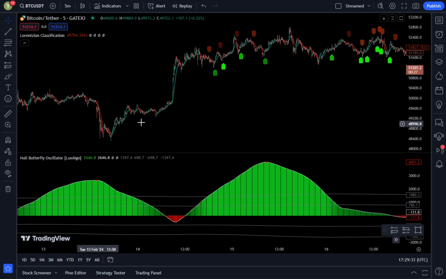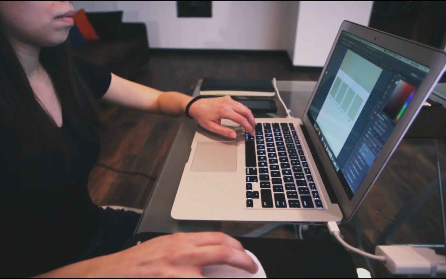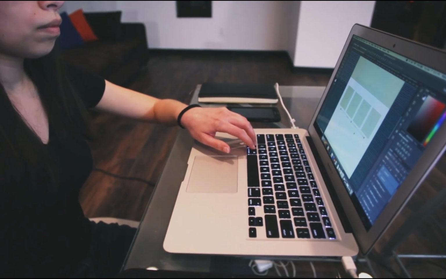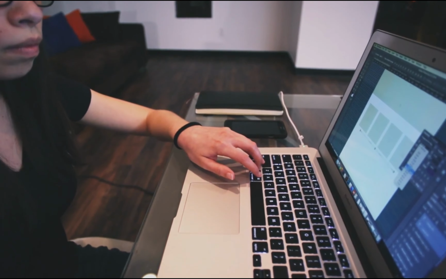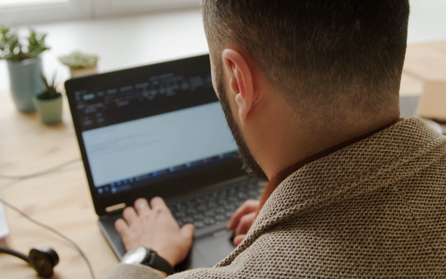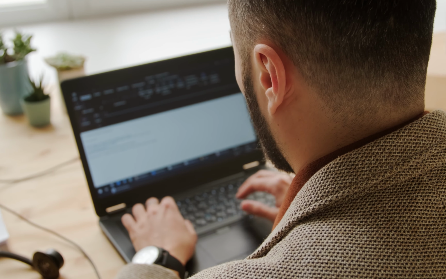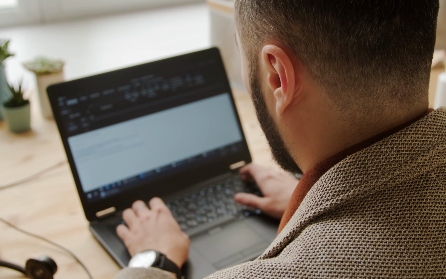Alright, so what exactly is scalping? It's a type of trading where you aim to make small profits on small price changes throughout the day. And with this strategy, we're focusing on the 5-minute chart. Although it can also work on the 1-minute chart, the 5-minute chart tends to be more reliable.